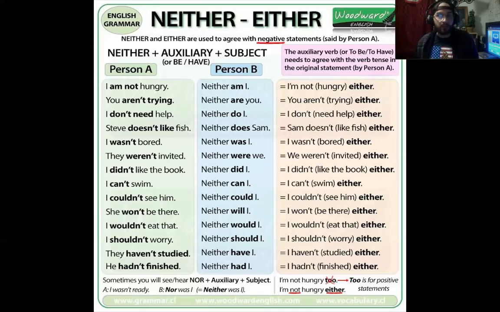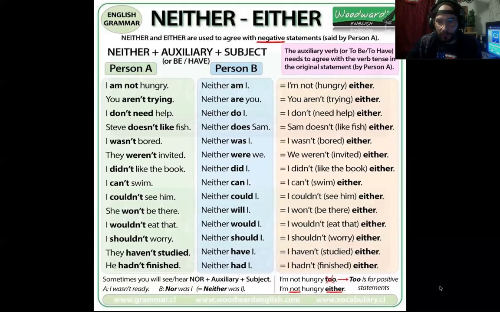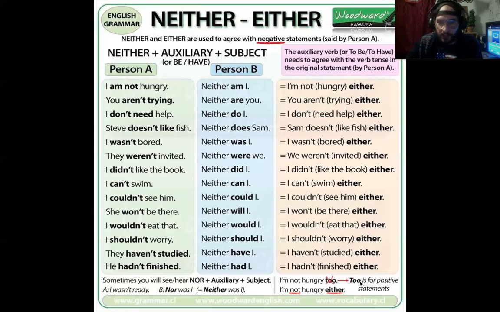If it was positive, if somebody said, I'm hungry, you could say, I am too. See, it's a positive sentence. So in that case, you can. So remember that. It's a small detail. But in the final one you would just say, I'm not hungry either. Okay. So that's the one other thing to look at.